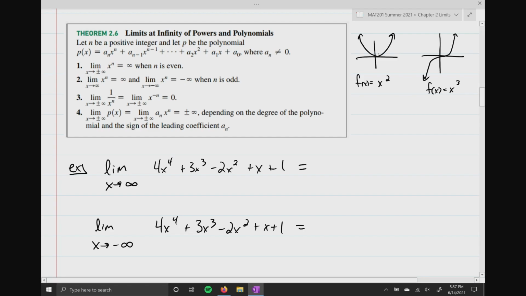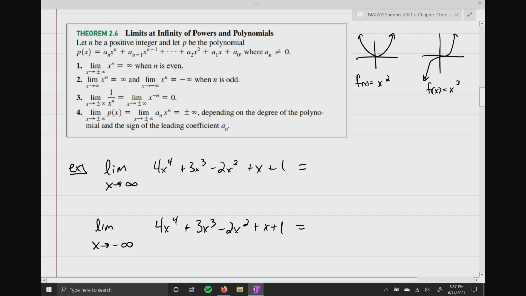So the first, we have to be able to identify that we have a polynomial. So p of x equals a sub n x to the n plus a sub n minus 1 times x to the n minus 1 and so forth, all the way down to a2 x squared plus a1 x plus a0, where a sub n does not equal 0, is going to be a polynomial. Then we have these four properties.